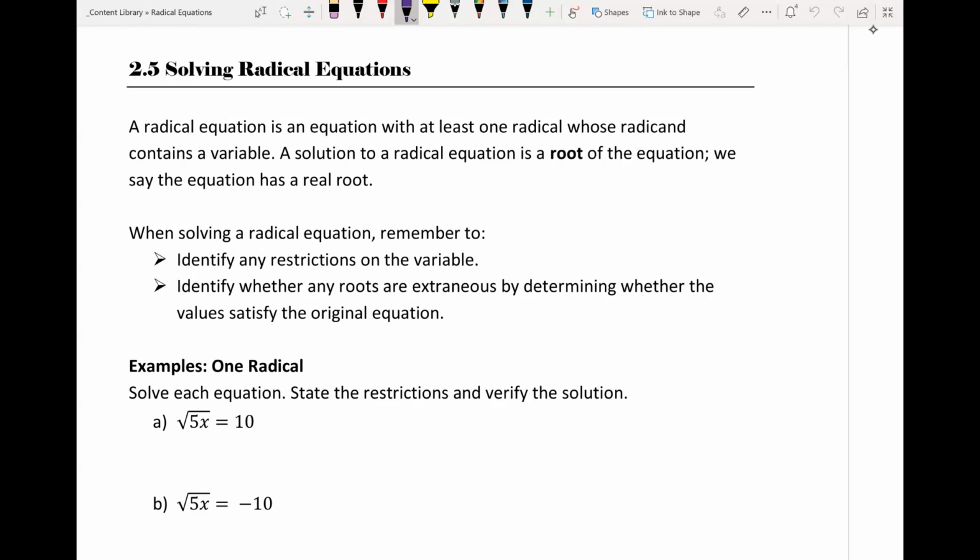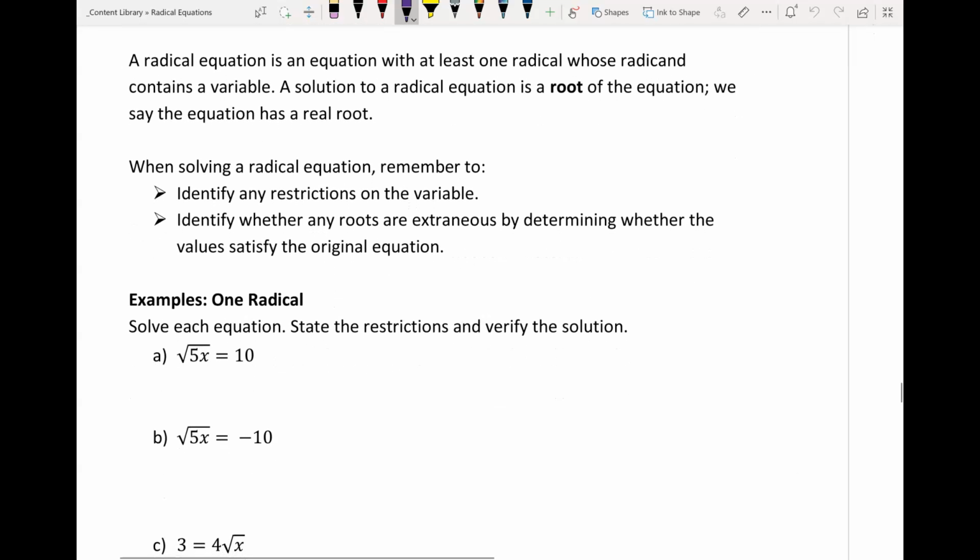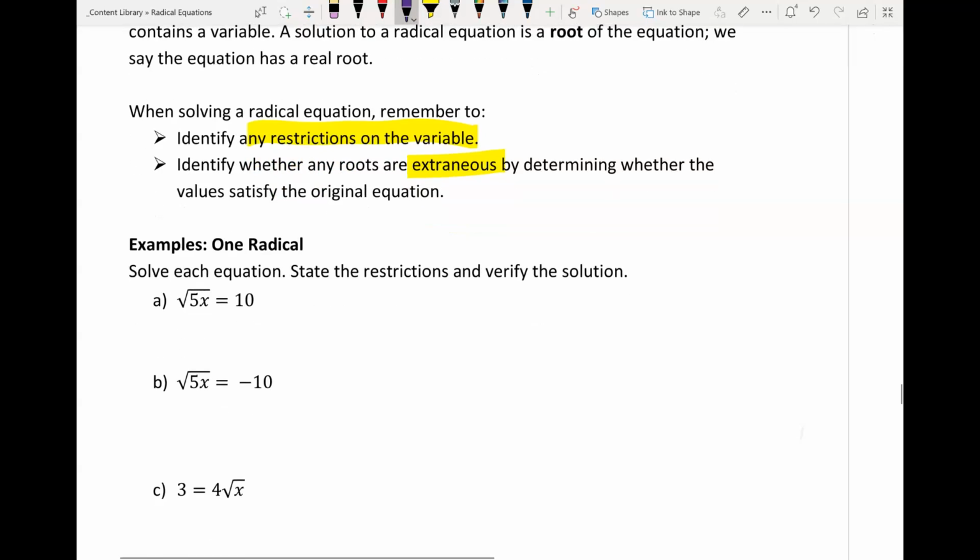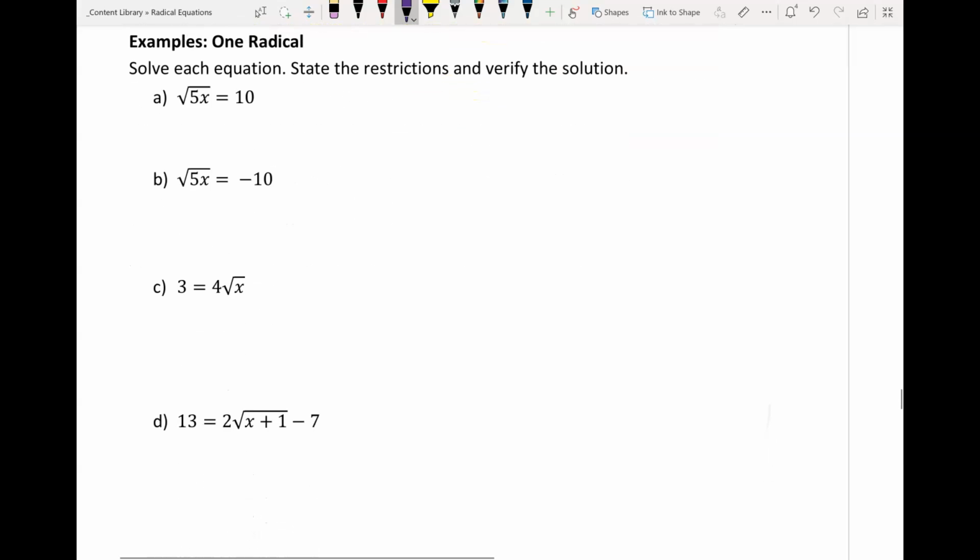When we solve a radical equation, we have to identify any restrictions on the variable. And we also need to identify whether any roots are extraneous by determining whether the value satisfies the original equation. So we just need to check our work at the very end. So let's go ahead and do some examples of solving some radicals.